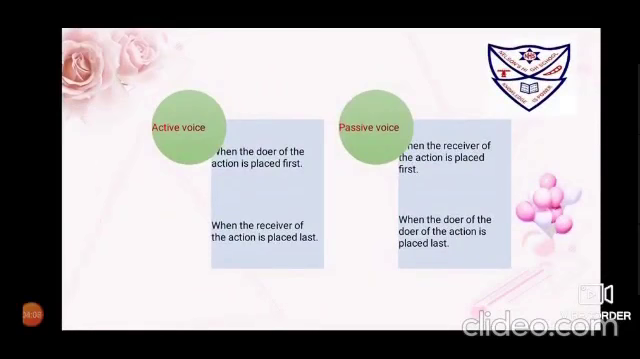Now, what is active voice? As we have gone through the terms, the doer of the action is the subject, the receiver of the action is the object. So now understanding active and passive voice will become easy. When the doer of the action is placed first and the receiver of the action is placed last, that voice is active voice, or that sentence is said to be an active sentence. What is a passive voice? When the receiver of the action is placed first and the doer of the action is placed last, that particular kind of sentence is called a passive voice statement.